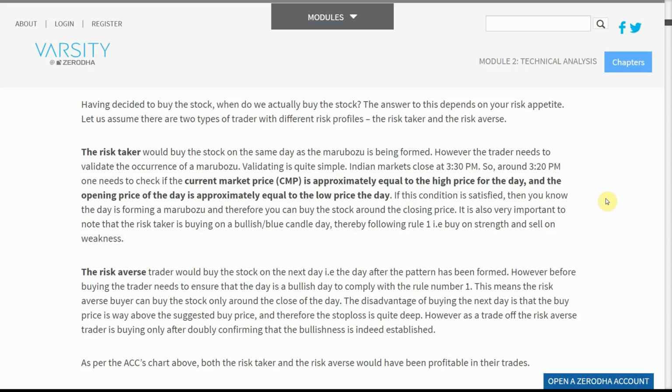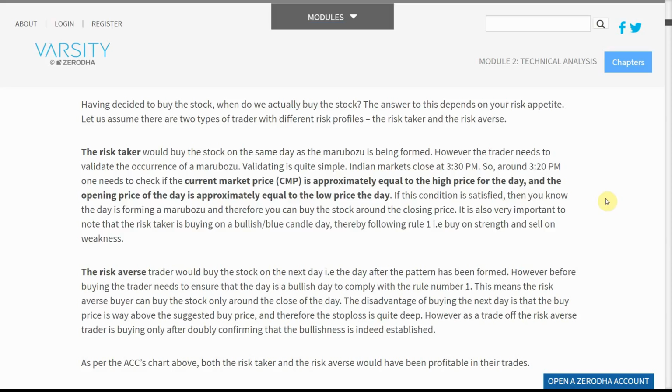The risk-averse trader would buy the stock on the next day, i.e. the day after the pattern has been formed. However, before buying, the trader needs to ensure that the day is a bullish day to comply with rule number 1. This means the risk-averse buyer can buy the stock only around the close of the day.